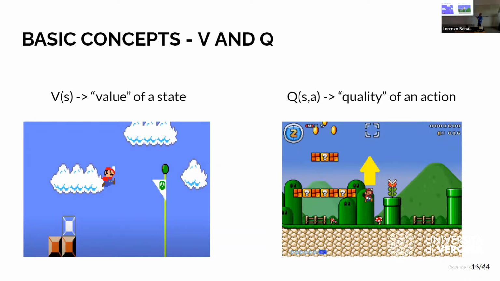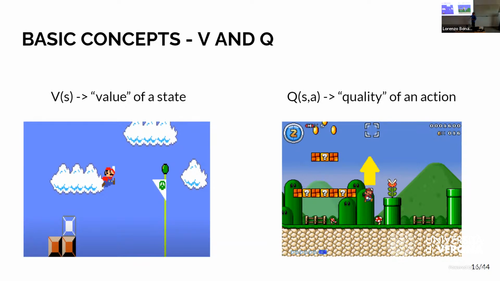I imagine that there are two actions in reality, okay? One is jump a bit, and the other is jump a lot. If we jump a bit from this point, we go through an enemy. And so the quality function of this state, given the action from this state, where Mario is there, jump a bit, will bring him to an enemy. And so this is not good, of course.